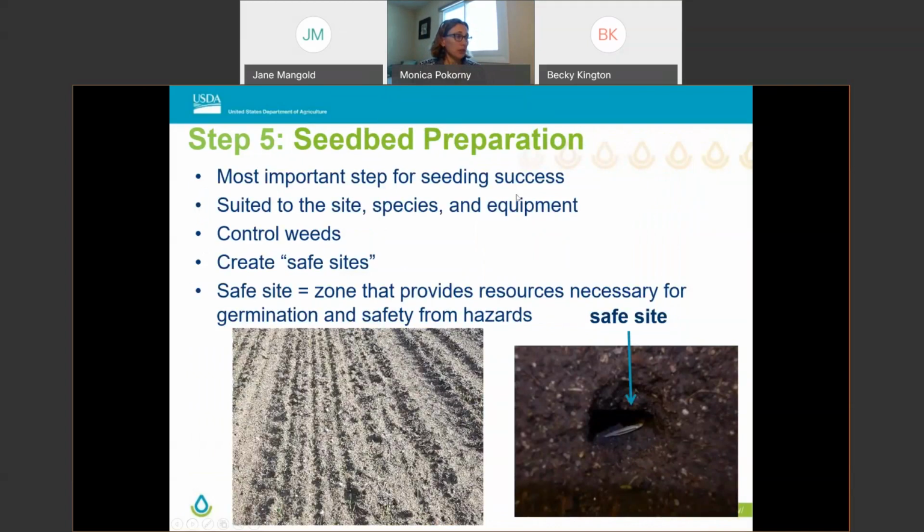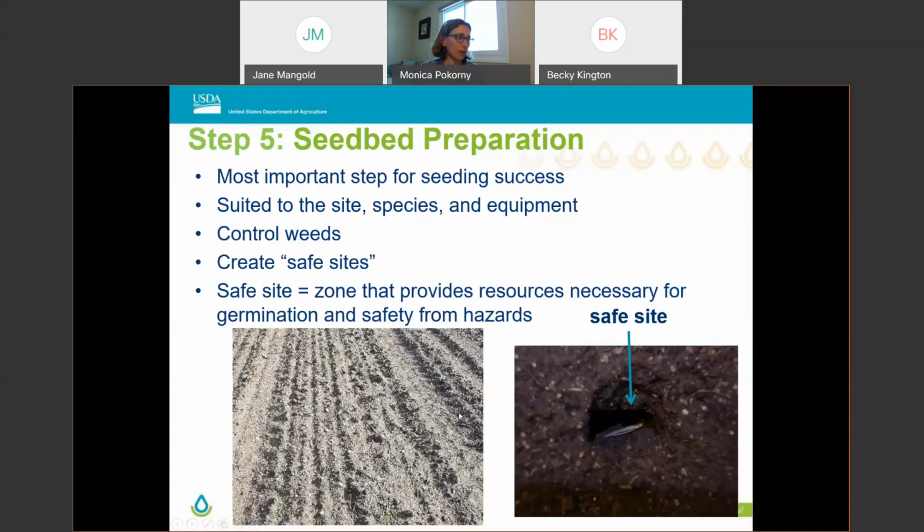So what you do for site prep is really going to be dependent on the site and the species you're using or what equipment you might have available. You want to control the weeds and then create what we call safe sites with seeds. And what I mean by that is we want to have good contact with the soil. We want to make sure that it can get resources that it's going to need to grow.